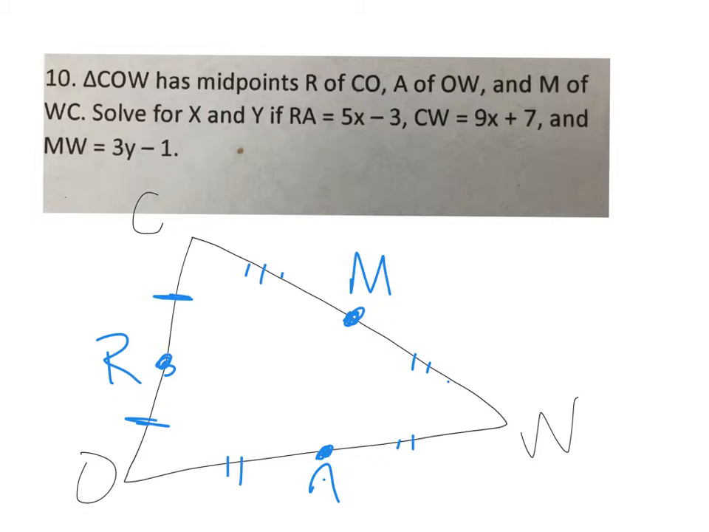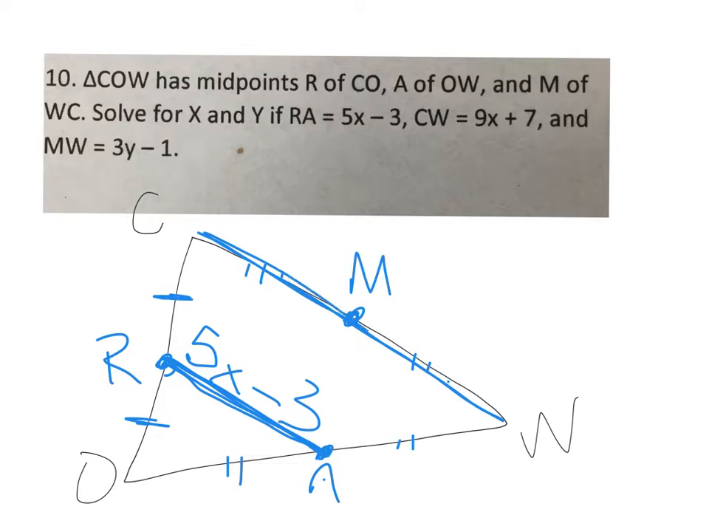So now we're given some lengths. We have midsegment RA. That's the line that connects R to A. RA is the segment that connects points R and A. So this is 5x minus 3 units long. And CW, this entire length here, is 9x plus 7 units long.